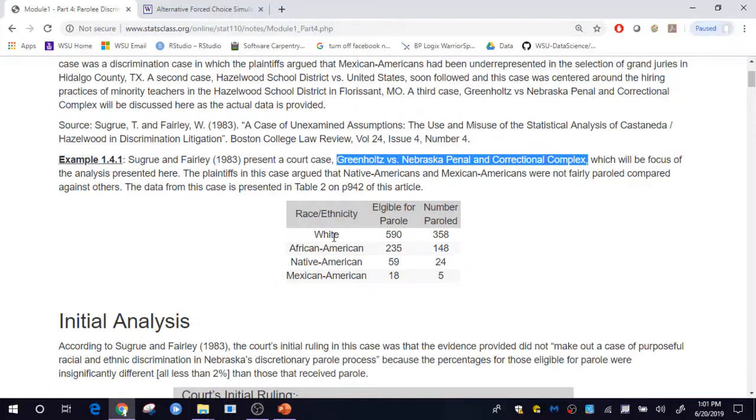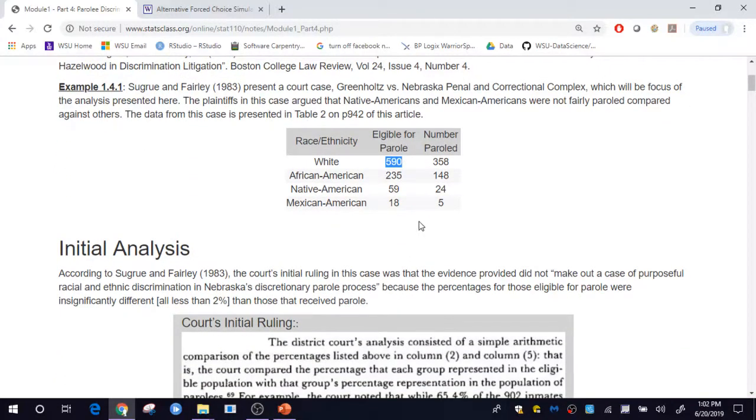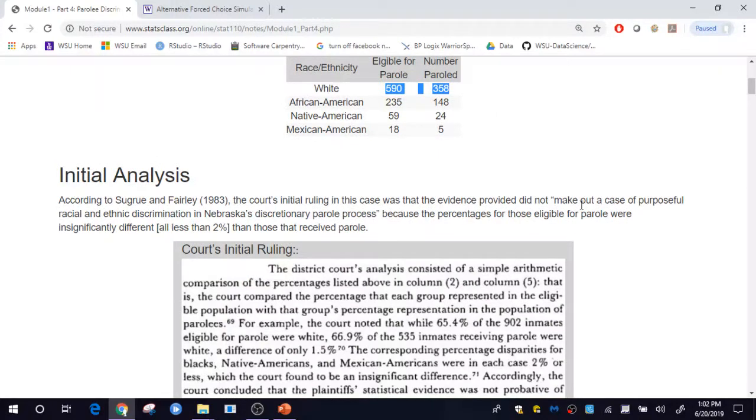So you can see we have a breakout of the race and ethnicities for white, African American, Native American, or Mexican Americans. We have the individuals that were eligible for parole. So here a value of 590 simply indicates that there were 590 whites that were eligible for parole during the time of this study. We also have the number that were paroled. So over here on the right, we have 358 whites that were paroled during the time of this study.